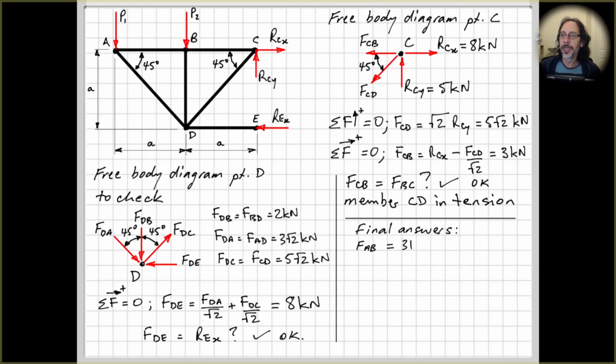All right, so we can now summarize our final answers. FAB, 3 kilonewtons in tension. FBC, up here, also 3 kilonewtons in tension.